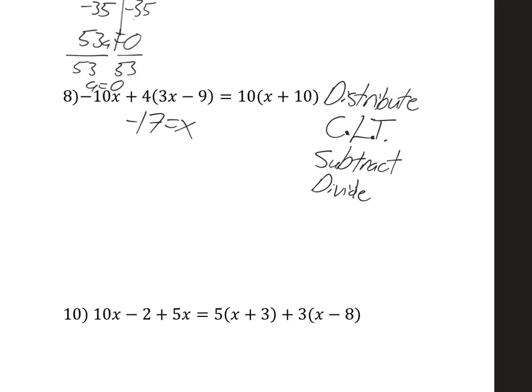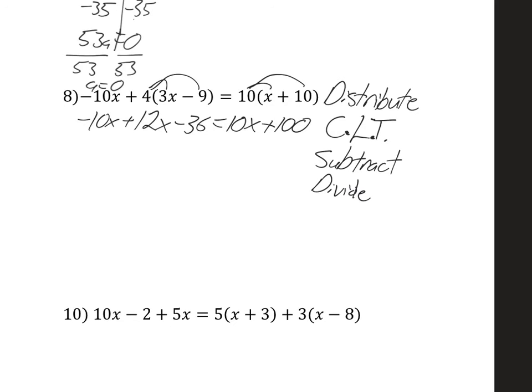Okay, so we should have gotten negative 17 equals x. So let's double check how that works. Very first thing, we are going to distribute the 10 and the 4. So we have negative 10x plus 4 times 3 is 12x. 4 times 9 is negative 36 equals 10x plus 10 times 10 is 100.